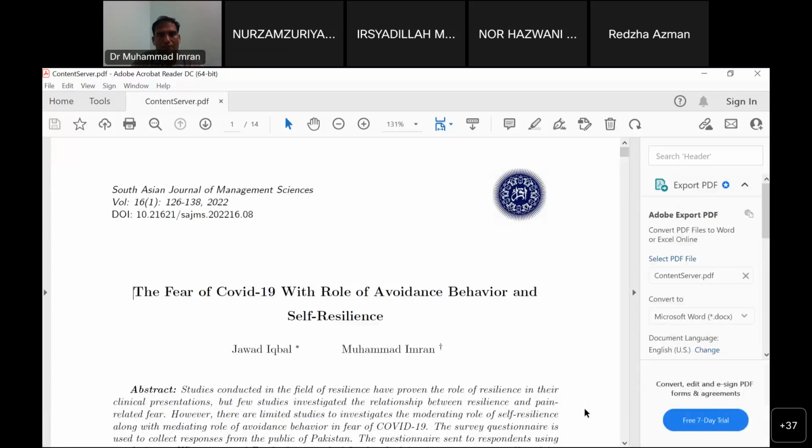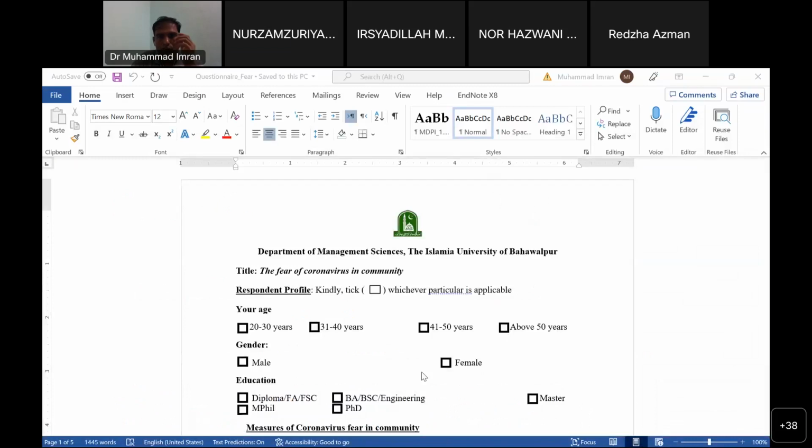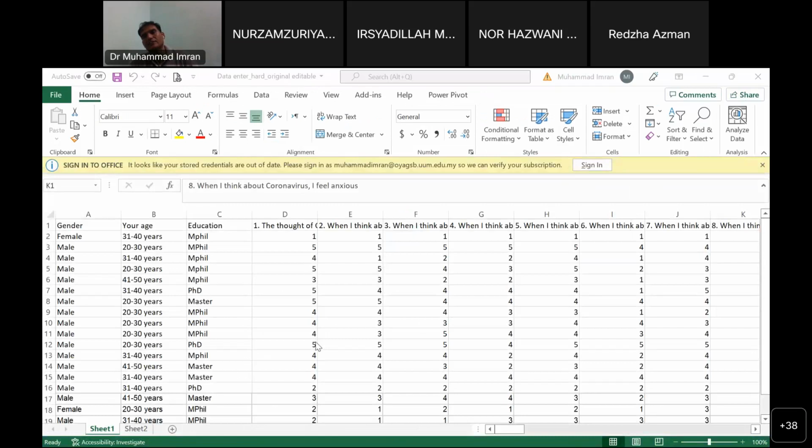You can see this one. You can see this document, a Word file. Now you can also see the data sheet. Understand one by one, I have to discuss.